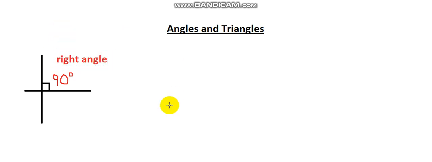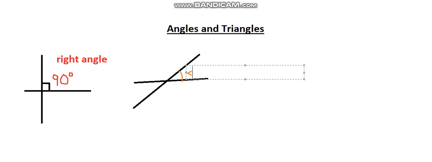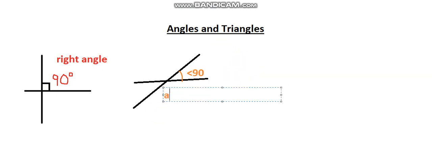Next, I have angles that are smaller than right angles. So here, for example, if I look here, I have an angle that, as you can obviously see, is less closed than this one. This one is much more closed. It's smaller in comparison to a right angle. And what that means is that since this one is 90 degrees and this one is smaller, it always has to be less than 90.